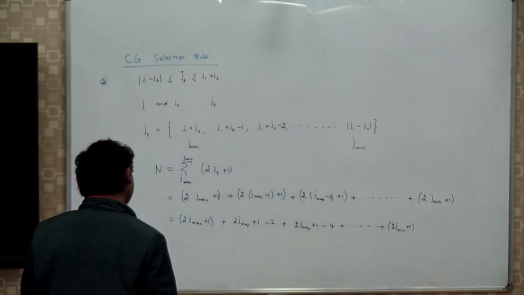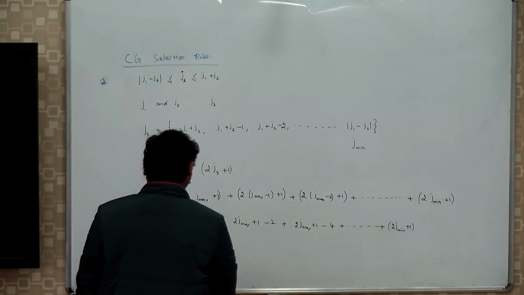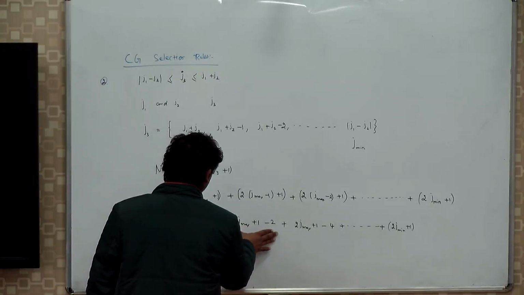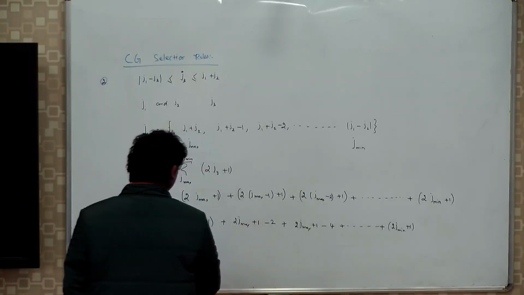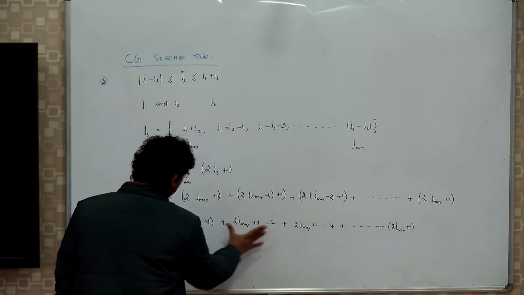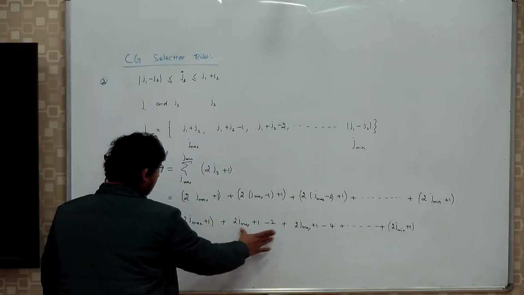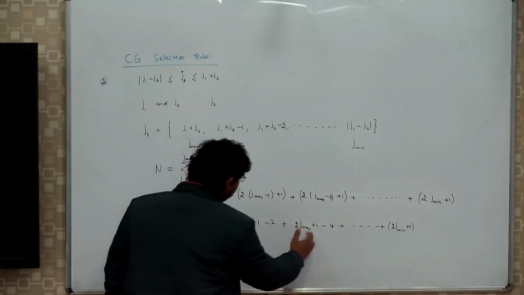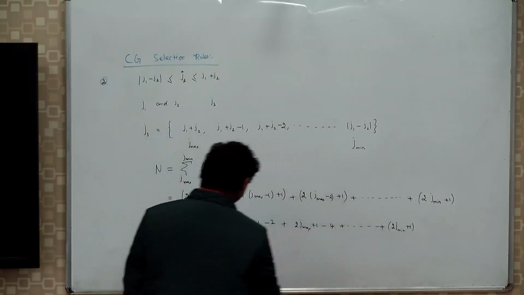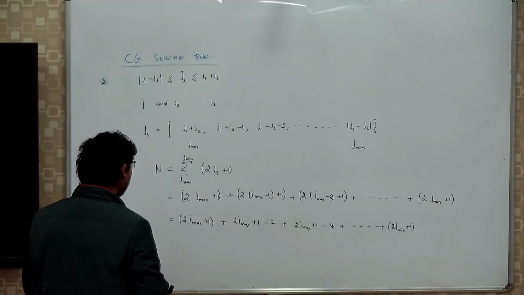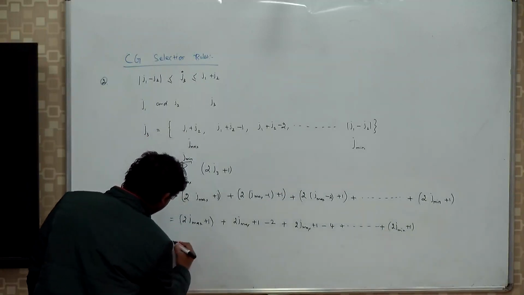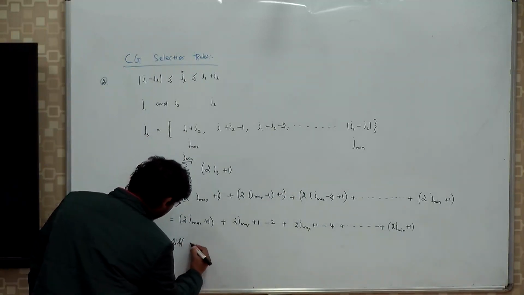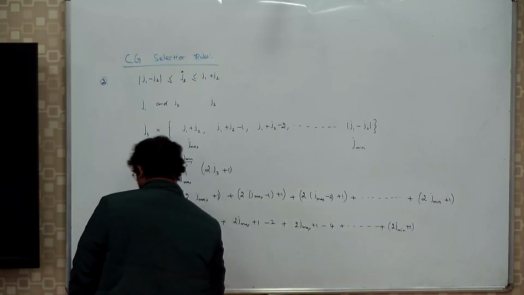Now the common difference between the final term and the initial term: if you take this as the final term and this as the initial term, then the common difference between this term and the next, the successive term, will be minus 2. So the difference is nothing but minus 2.